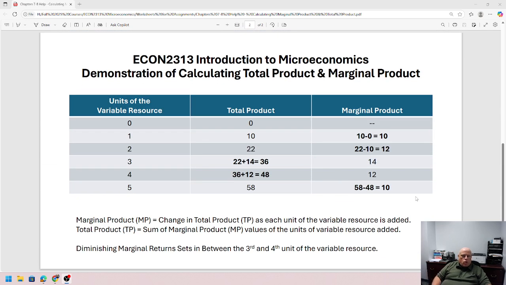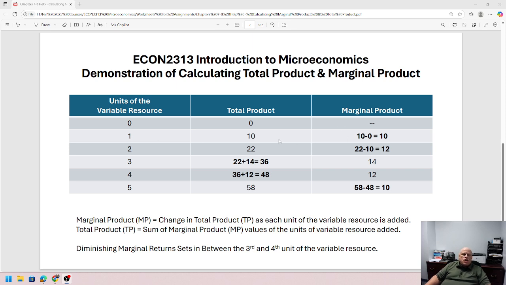This is basically what I'd like to show you here as far as how you're going to calculate each of these. Of course, to get the marginal product for 0 units of the variable resource, which is that very first column, you can't calculate marginal product for that because you haven't actually employed any units of that resource. So you're just going to put a hyphen or a mark there to indicate that you can't calculate it. Okay, the first marginal product value that we can actually calculate is when we move from 0 units to 1 unit of the variable resource.